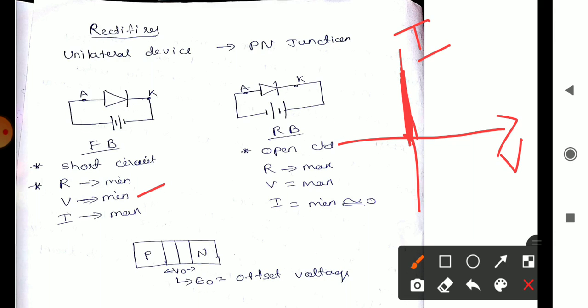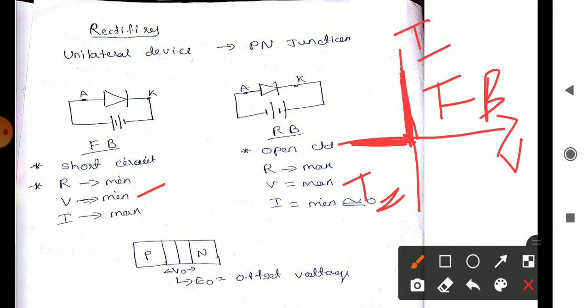Similarly, the reverse bias characteristics we also need to draw in the IV characteristics. In reverse bias, the voltage is maximum and the current is almost 0. That is represented like this. Understood? This is the VI characteristics in both forward and reverse bias. So here it is forward bias.